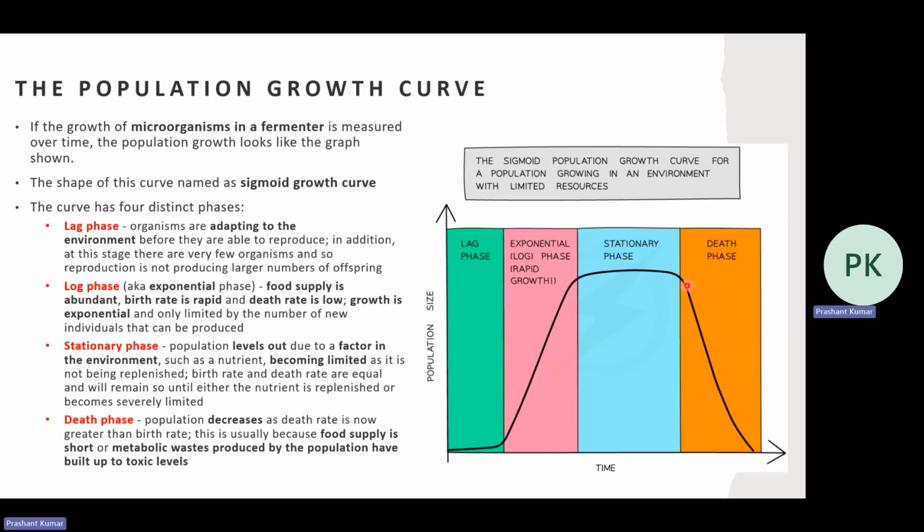At the end, when there is no food, of course, the death phase will come. Populations start decreasing as time passes. Food supply is very short. Metabolic waste is being produced in a large amount, right? So they cause disease and they build up toxins.